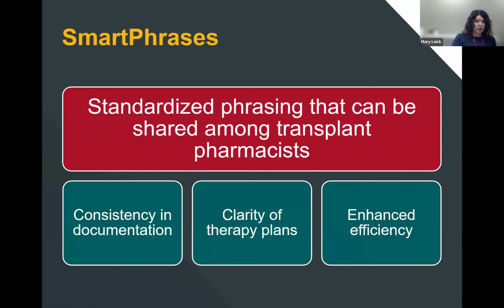So I'm sure many of you are familiar with SMART phrases, but these are just standardized phrasing that can be shared among transplant pharmacists. And what I have found with these SMART phrases that I think is really key is that it provides consistency in documentation across care providers. It ensures that there's clarity of therapy plans. So, if I'm covering just for a day, I'm able to quickly dot phrase something or SMART phrase something so that I ensure I touch all the pieces that my other providers would touch, and then it enhances our efficiencies. Each of our organ groups have multiple collaborative practice agreements, and so we're not spending time making sure that we're typing it out exactly the same way. We can just dot phrase it and it can be moved forward quickly.